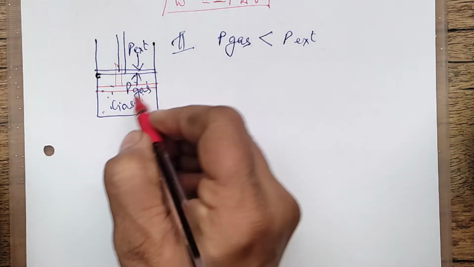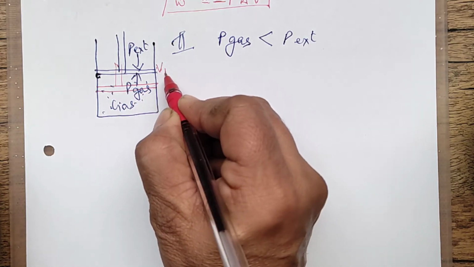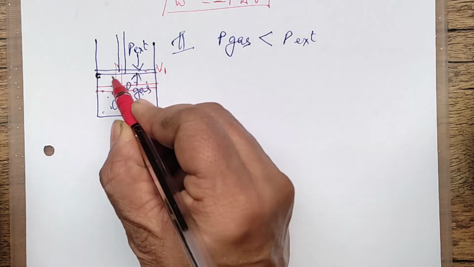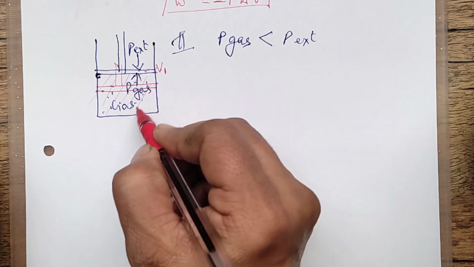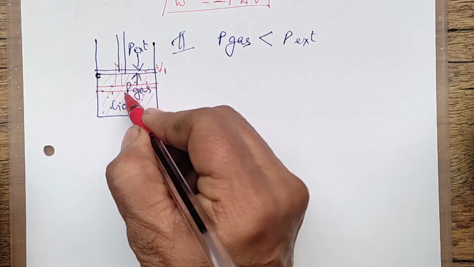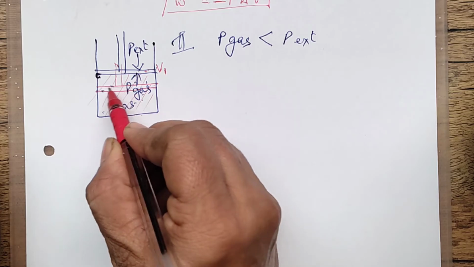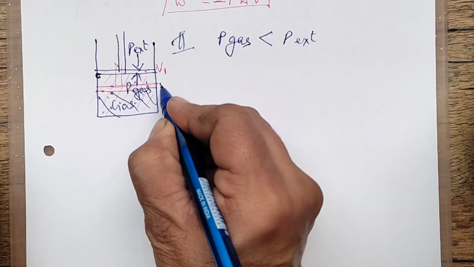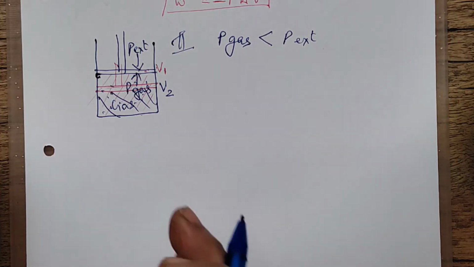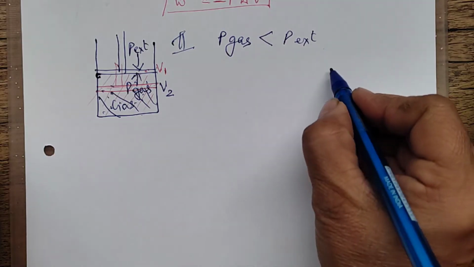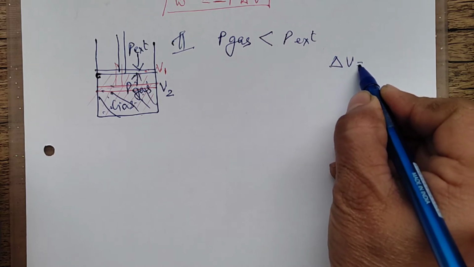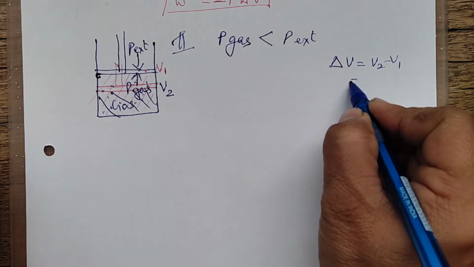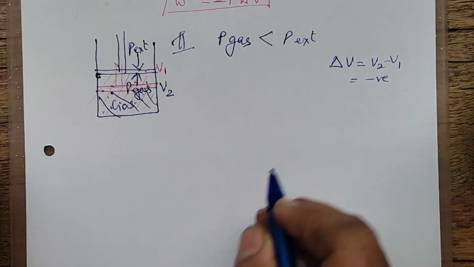Let this be the initial position. Here V1. Why are we writing V1? If the position of the piston is here, this much will be the volume of the gas. But now when it has come down, we will say this will be the volume of the gas. So now the volume is V2. Final minus initial we have to take. So what will be delta V now? Delta V in this case will be V2 minus V1, where V1 is greater, so delta V is negative.